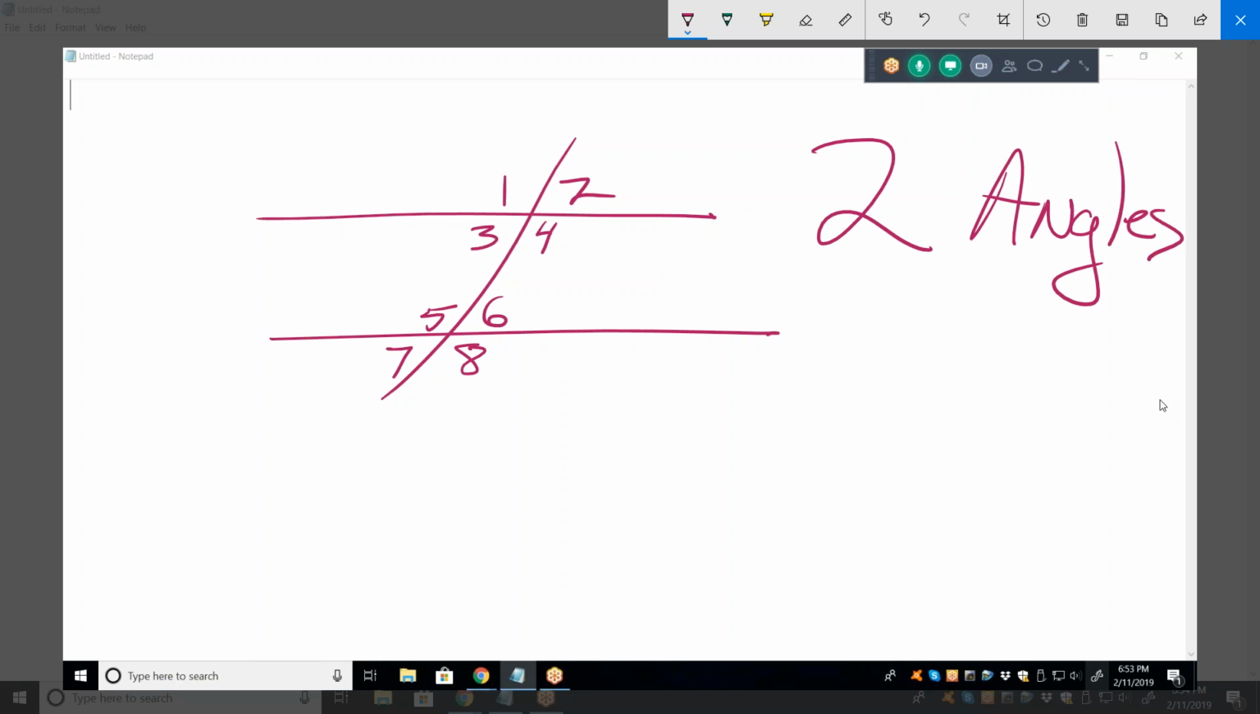And most of the time, one of them is acute and one of them is what? Oh, one of them is obtuse. Yeah. Notice the way I've drawn it. It's easy to tell which is the acute angle and which is the obtuse angle. So is one acute or obtuse?